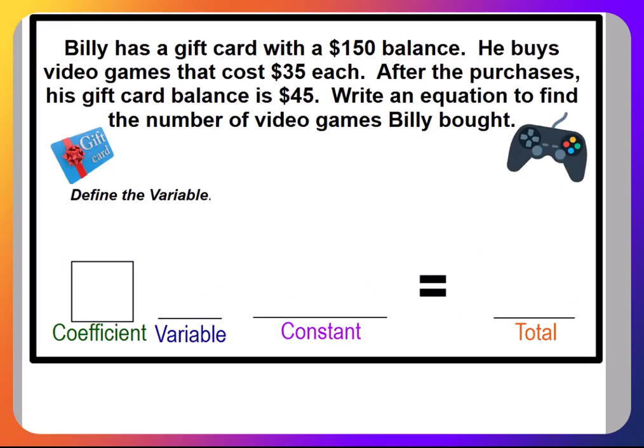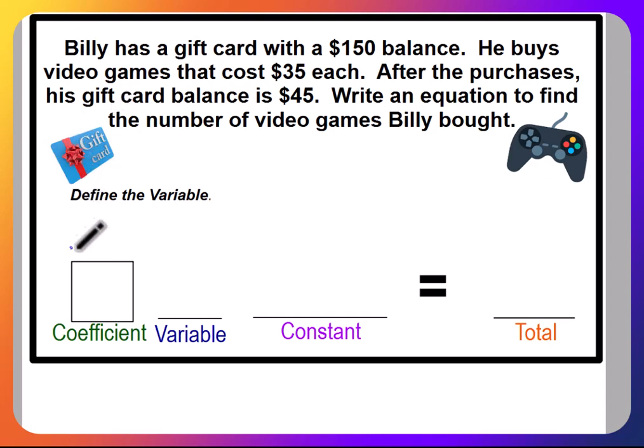Okay, first one. Billy has a gift card with a $150 balance. He buys video games that cost $35 each. After the purchases, his gift card balance is $45. Write an equation to find the number of video games that Billy bought. Okay, there's a lot of information in there, and you just kind of have to break it down.